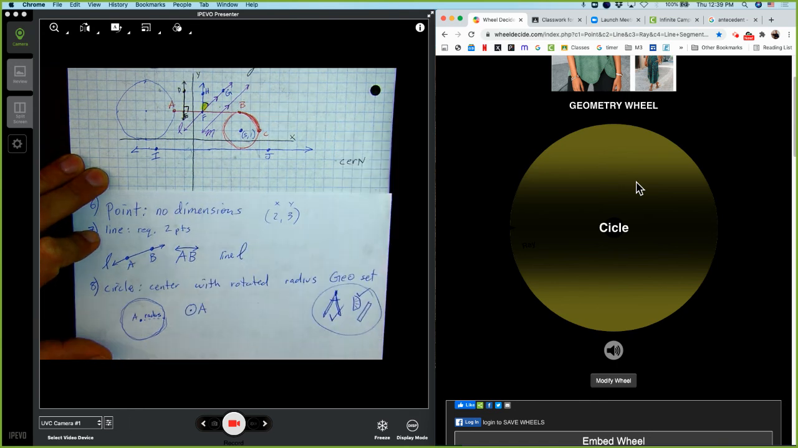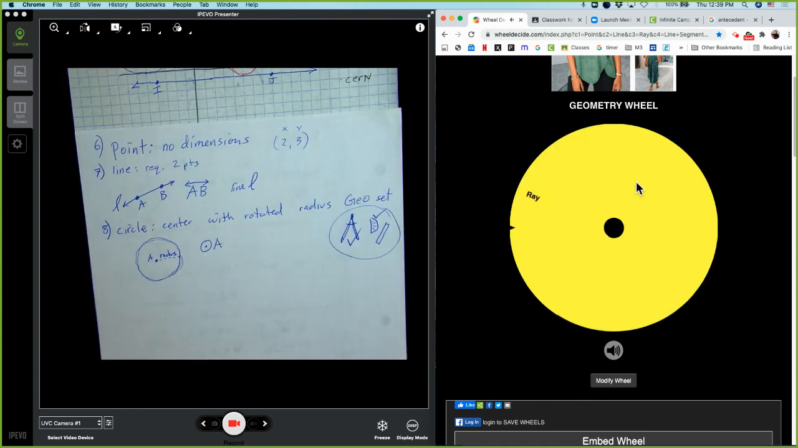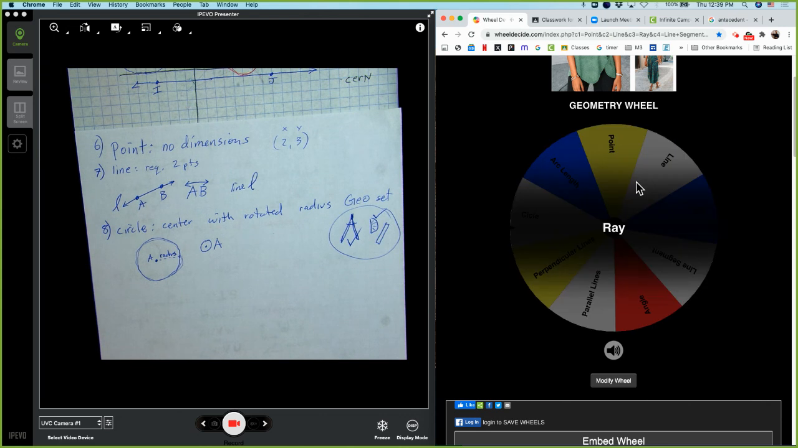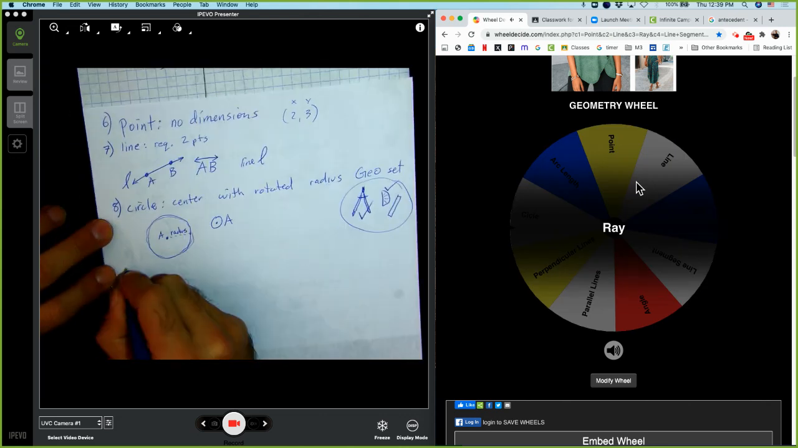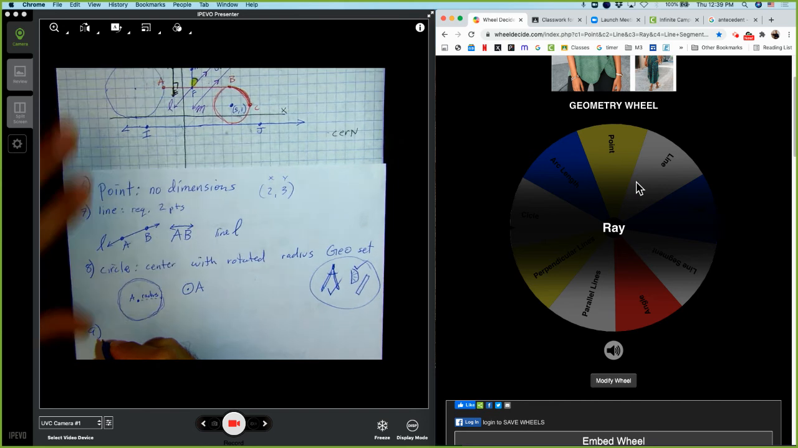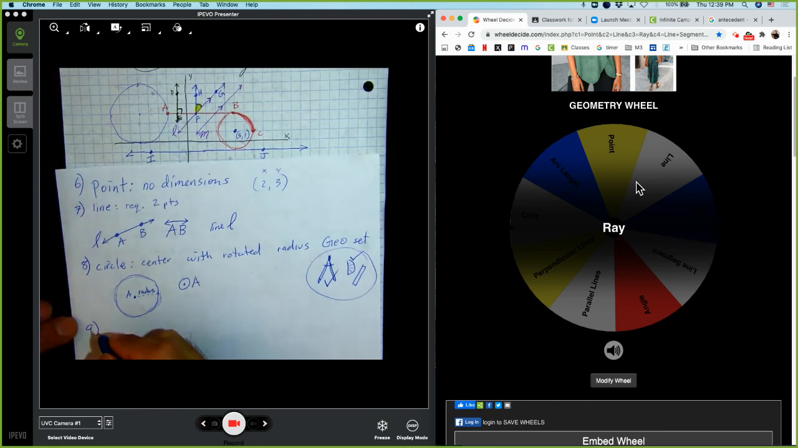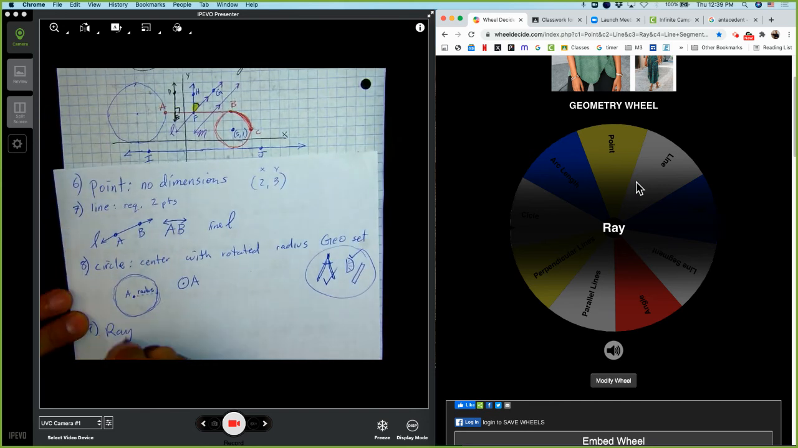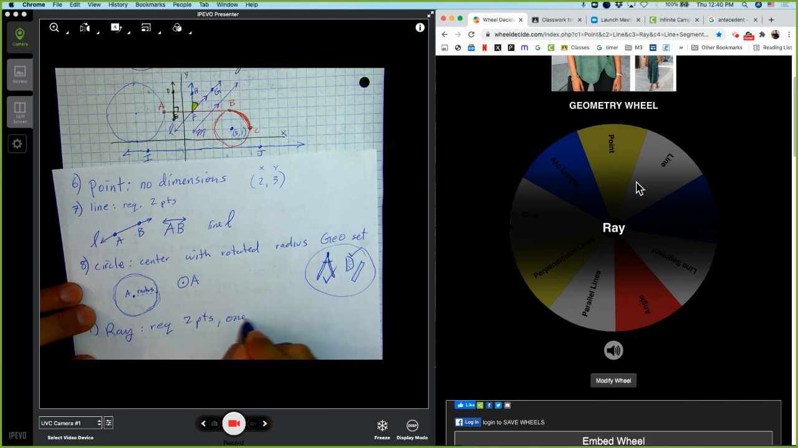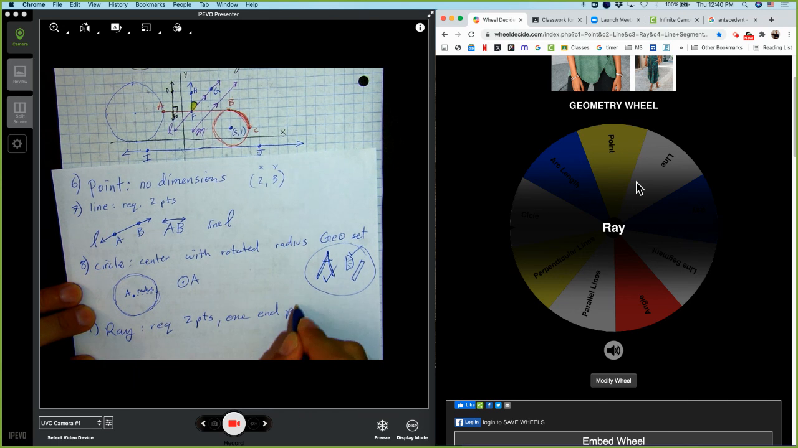All right. Last thing we got is, what's it going to be? Anybody want to take a guess? Oh, it's ray. What do you know? All right, so 9, we're talking about ray. I think of like ray gun. It requires 2 points because you have to have an endpoint and a direction. It has one endpoint where the actual line stops.